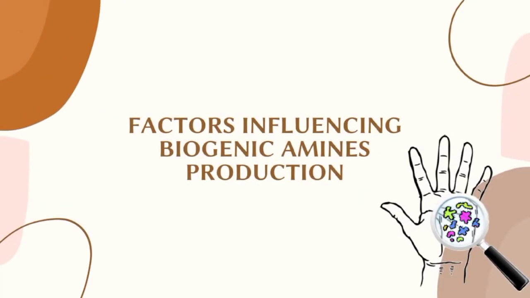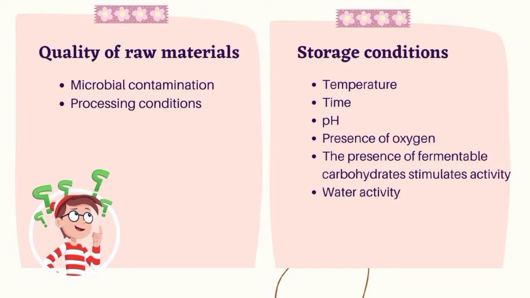Factors influencing biogenic amine production. The first one is the quality of raw materials, which includes microbial contamination and processing conditions. The other depends on storage conditions, which are temperature, time, pH, presence of oxygen, the presence of fermentable carbohydrate that stimulates activity, and water activity. The lower the water activity, the less microbial activity.